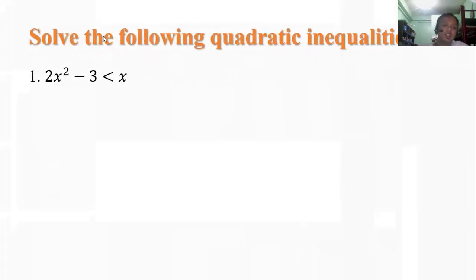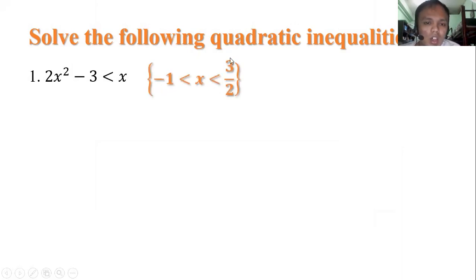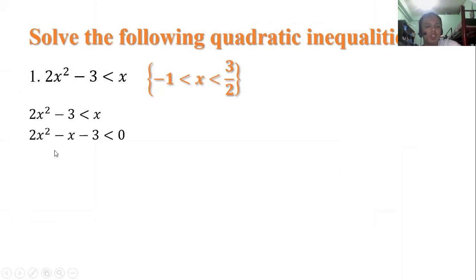Exercise. Now, solve the following quadratic inequality. This will be the solution set: x is greater than negative 1 but less than 3 halves. How? Transpose x to the other side here. 2x squared minus x minus 3 less than 0.